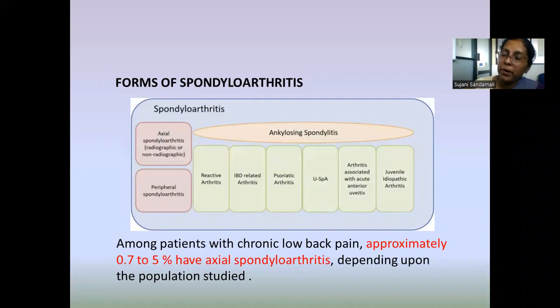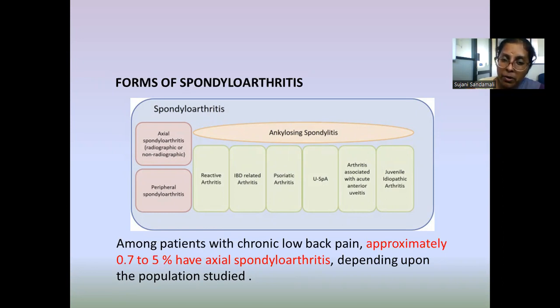So, the forms of spondyloarthritis. Spondyloarthritis is a family of disorders, and it's an umbrella term. Under that, basically there are 2 categories: axial spondyloarthritis and peripheral spondyloarthritis. Axial spondyloarthritis patients have the inflammatory type of back pain and some of the other features of axial or peripheral symptoms. And according to the plain radiographic sacroiliac joint manifestations, it is again divided into 2, radiographic or non-radiographic axial spondyloarthritis.